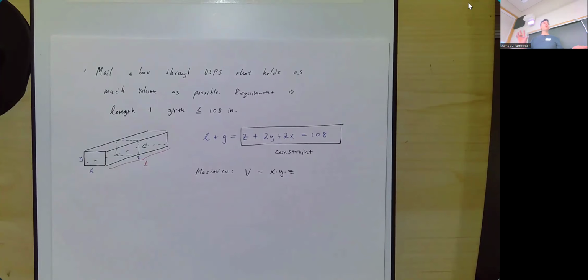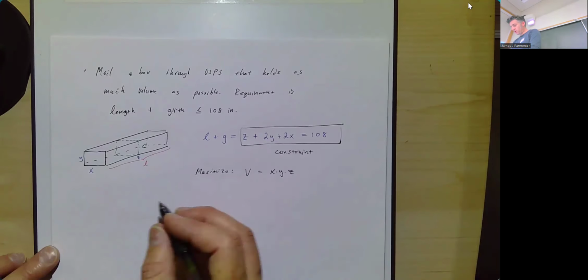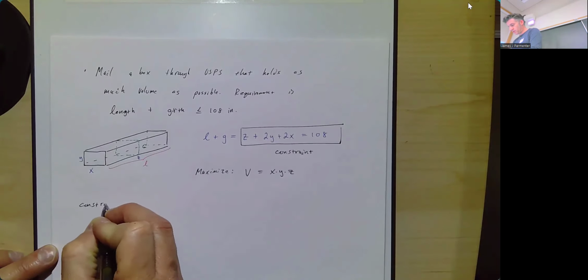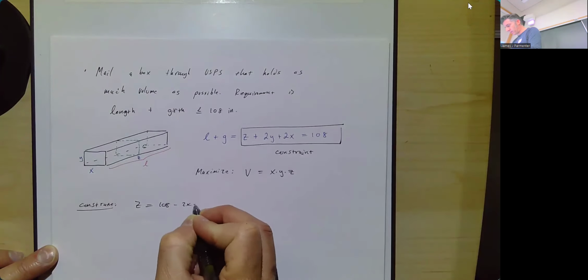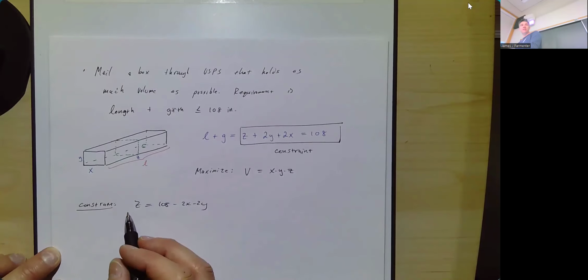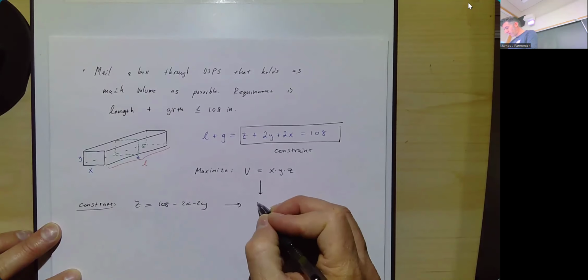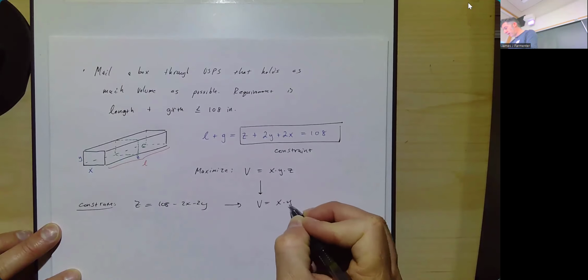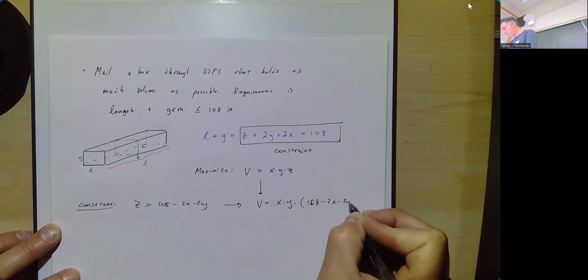There's a couple ways of approaching this. One way, without using the Lagrange multipliers, which I'm not going to do right now because we don't have enough time, is to take this constraint equation and solve for one of your variables. Say Z equals 108 minus 2X minus 2Y, and then plug that into the thing you want to maximize. So the volume that I want to maximize is X times Y times (108 minus 2X minus 2Y).